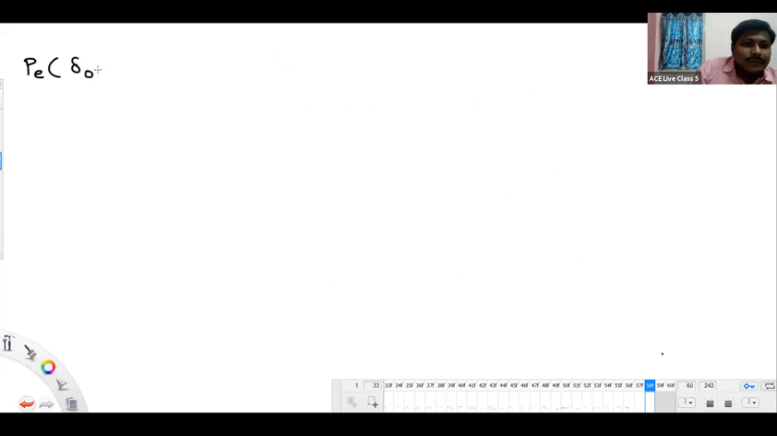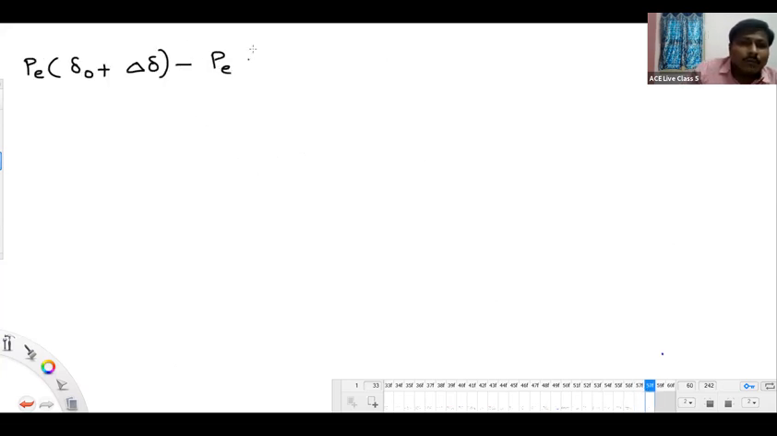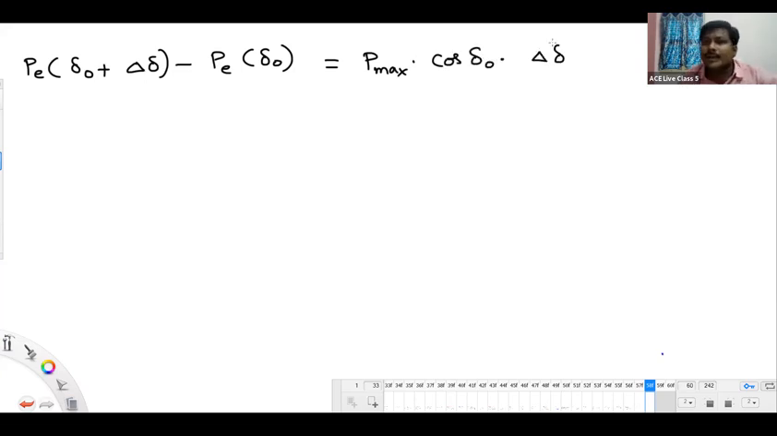So the new electrical power, P of delta naught plus delta delta, minus P of delta naught, the old electrical power, is equal to P maximum cos delta naught into delta delta. Does anybody tell what is this one? It's new electrical power minus old electrical power, right? What's the meaning of that?